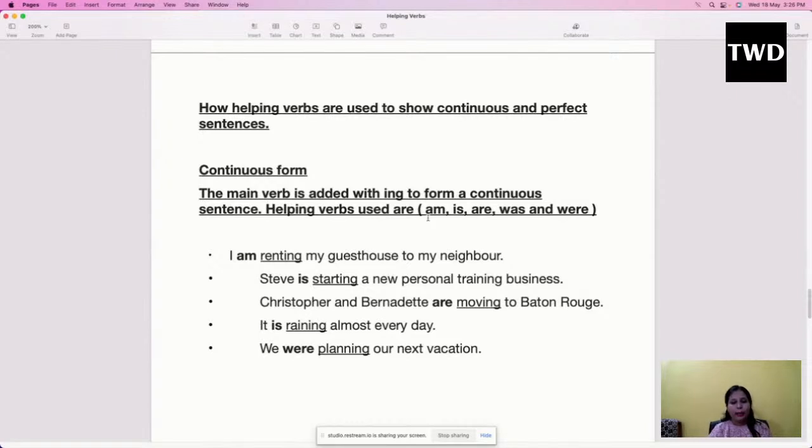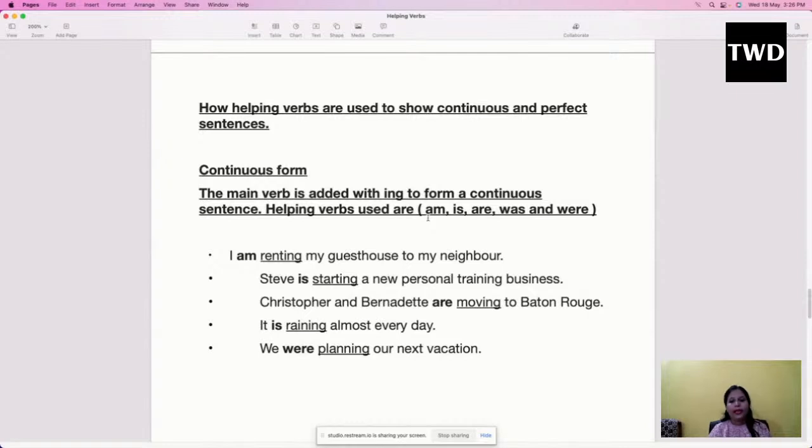Christopher and Bernadette are moving to Baton Rouge. Yes, so they are moving to Baton Rouge. Both of them are moving here. Our subject is plural, and that's why we have used are. It is raining almost every day. So nowadays it is raining, I think, every day in Bangalore. In other places, here it is not raining.